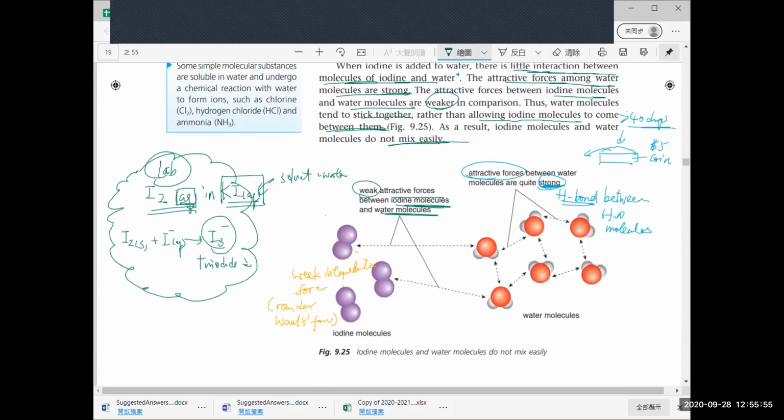Now it's time to write down this information. I2 solid, I2 liquid, no, liquid, it's gas, I2 aq, and also I2 in organic solvent. Do you know we have got 4 different colors? Okay, so all of you, could you please mark it down.